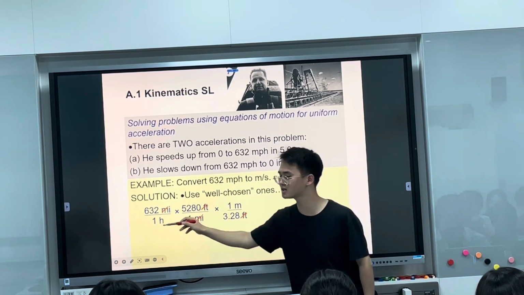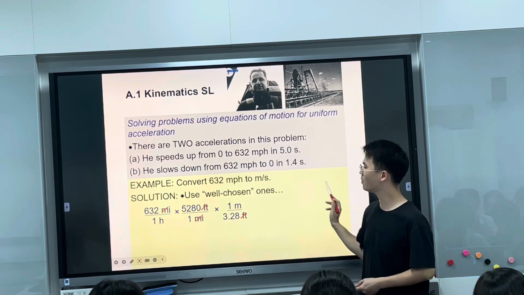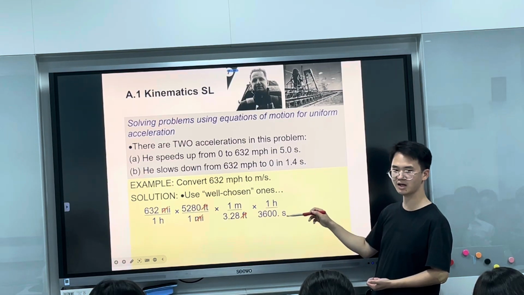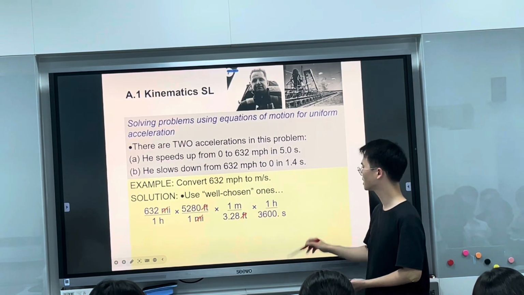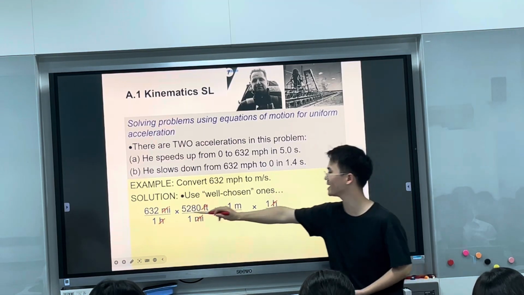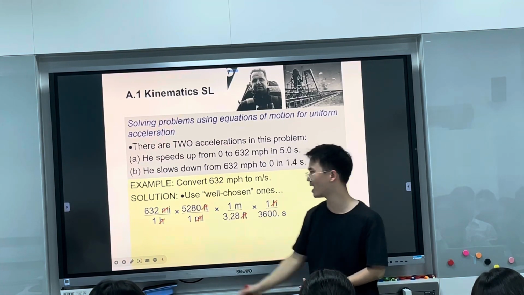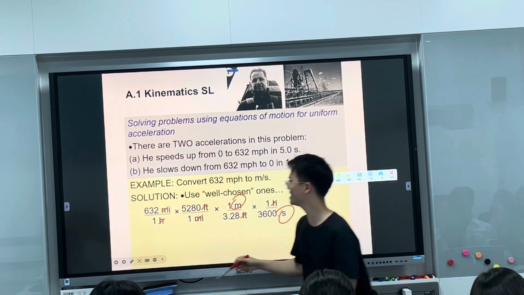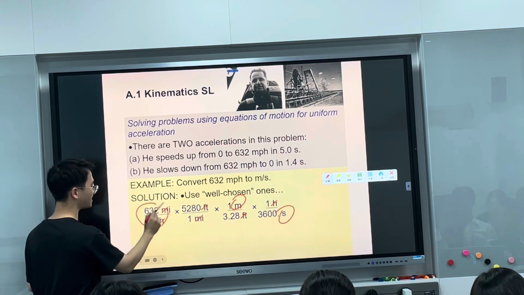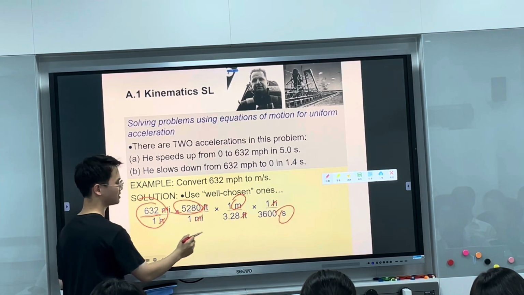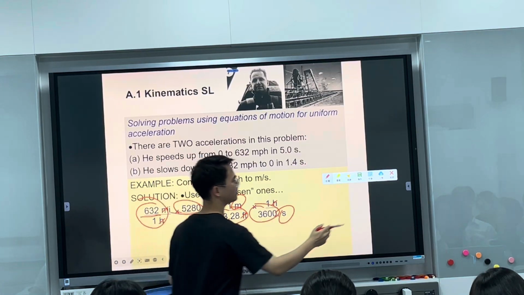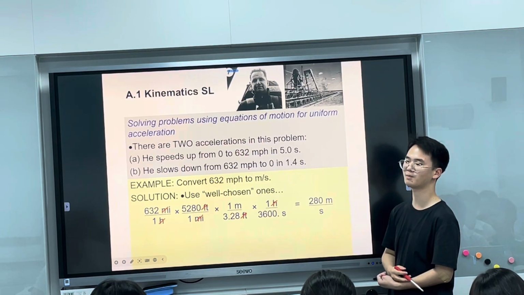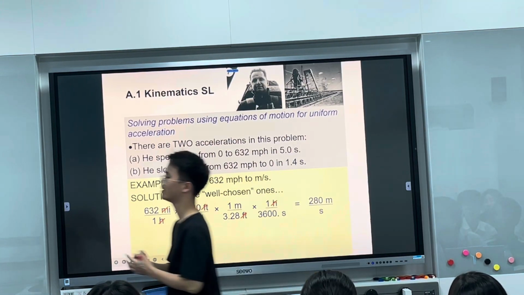But this is not enough because hour is still here. So we want to know how much is 1 hour. We know that 1 hour is 3,600 seconds. And we want to put hours on the top so that it can cancel with the bottom hour in the front, right? So finally, we are left with meters on the top, seconds on the bottom, and then we just need to do the numbers. 632 times this divided by this and divided by that will give you the final value in meters per second, which is 280 meters per second. That's the general process to do it.